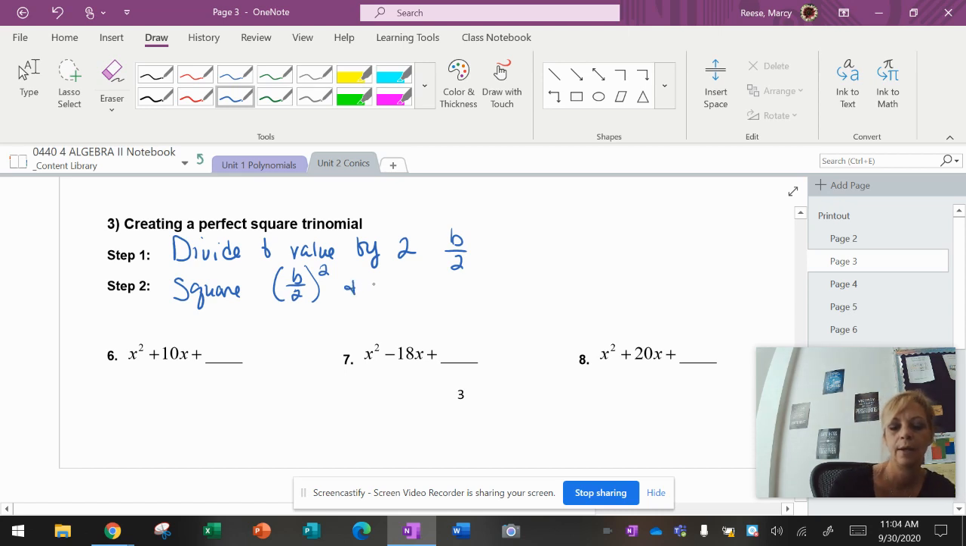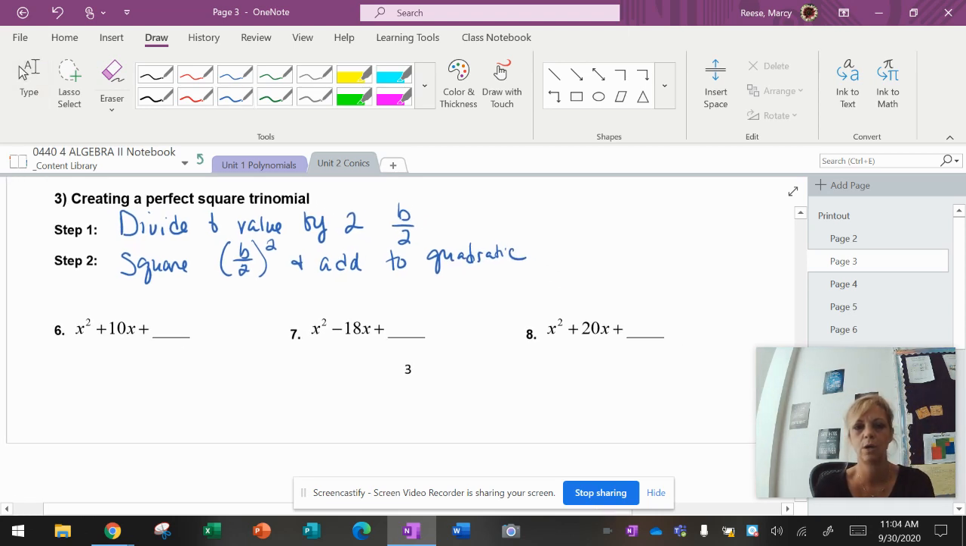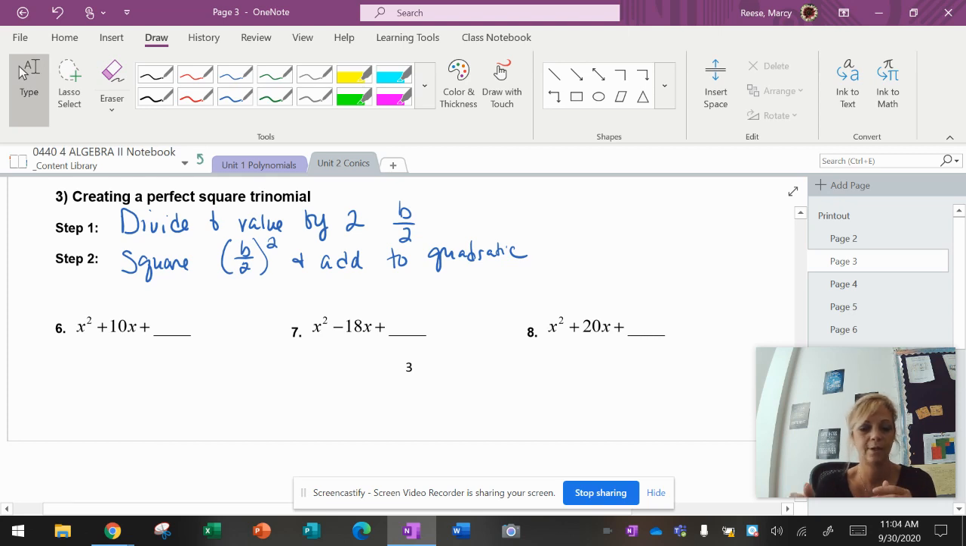Okay? And add to the quadratic. All right, so I'm just asking you to create them. Okay, so 6, 7, and 8 again. Same numbers. You get the idea. Okay, these 3 examples down below.